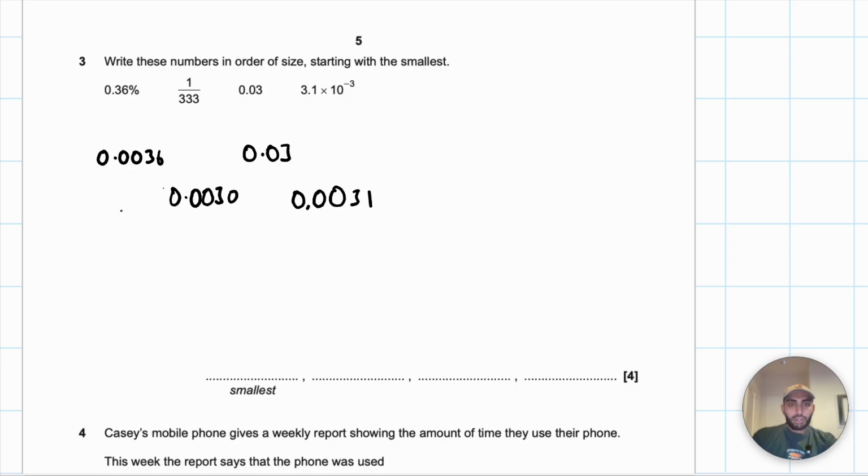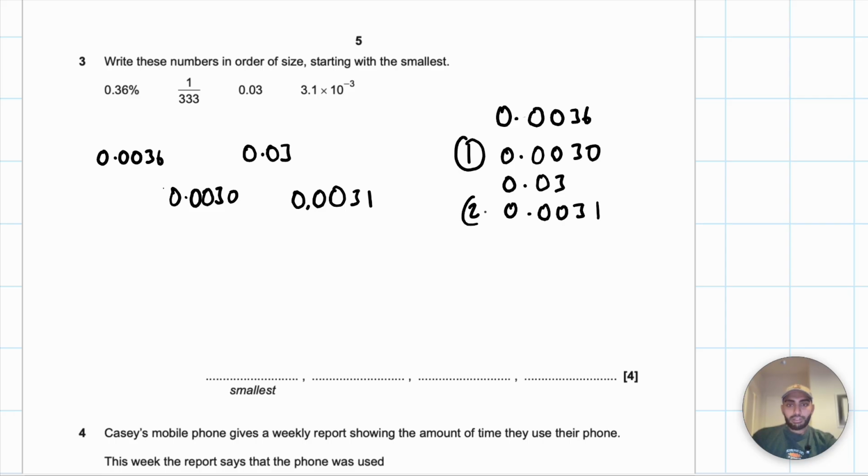It'd be good to write these above each other so we can see them a little bit clearly. So I've got 0.0036, 0.0030, 0.03, 0.0031. I can see the smallest number is going to be this one. The second smallest will be this. Third, this one, and largest will be that one.